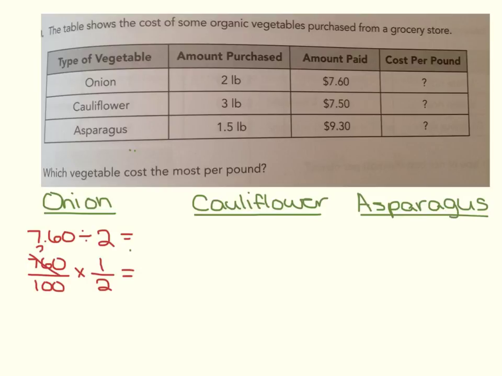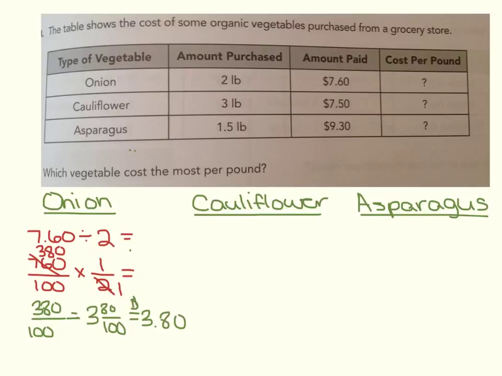And you would have 380. 2 divided by 2 is 1. Multiply across. 380 times 1 is 380. 100 times 1 is 100. 100 goes into 380 3 times, with 80 out of 100 left over, which is $3.80.